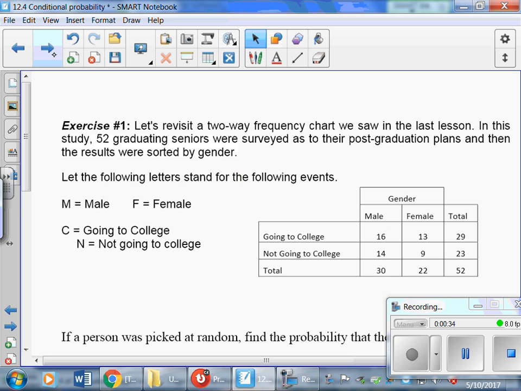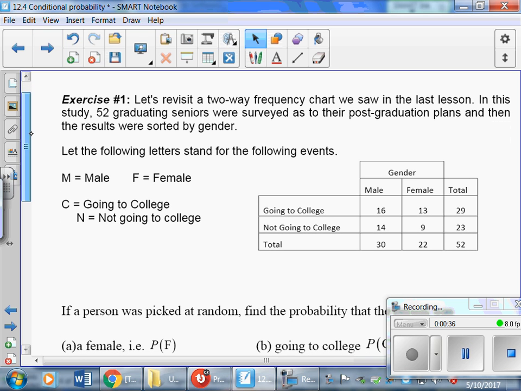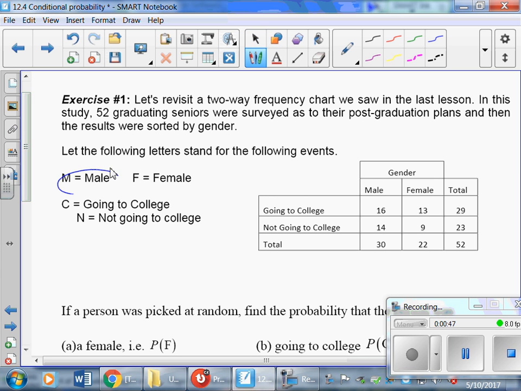So let's look at an example of exercise 1 by revisiting that two-way frequency table, which talked about males and females either going to college or not going to college. This is the same problem we just did. We're going to remind ourselves that male, female, C means going to college, N means not going to college.